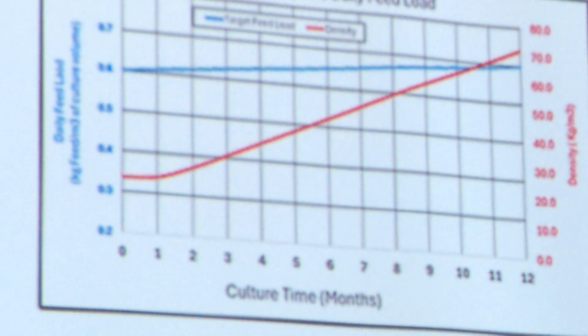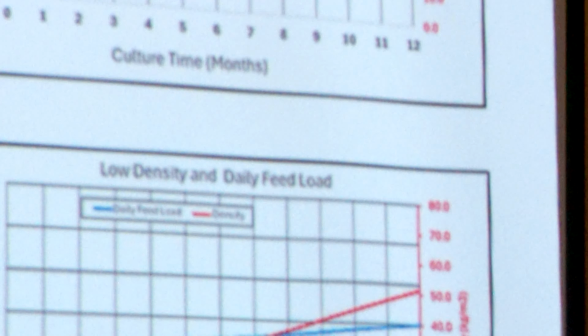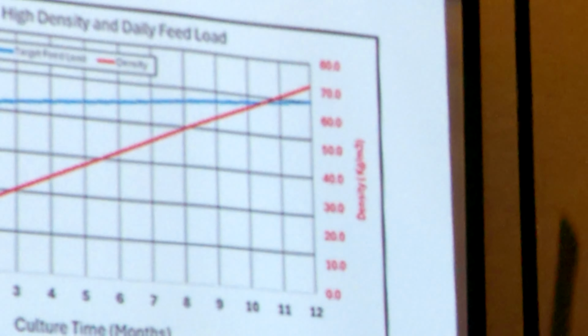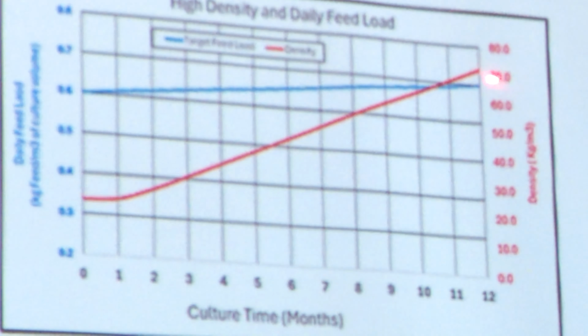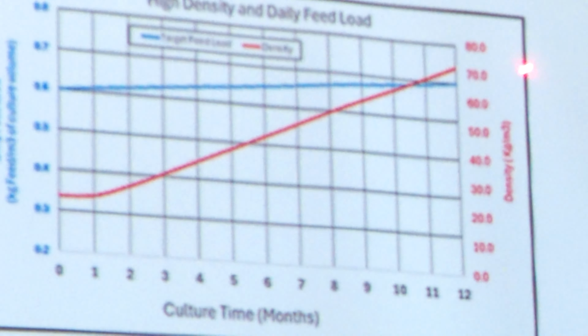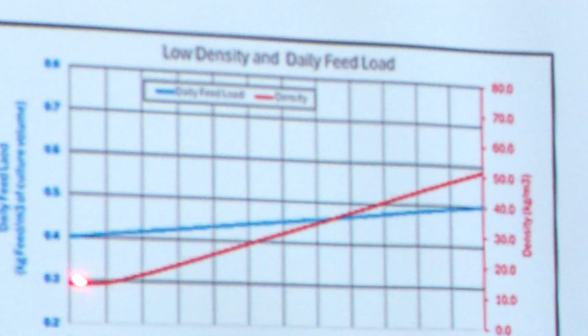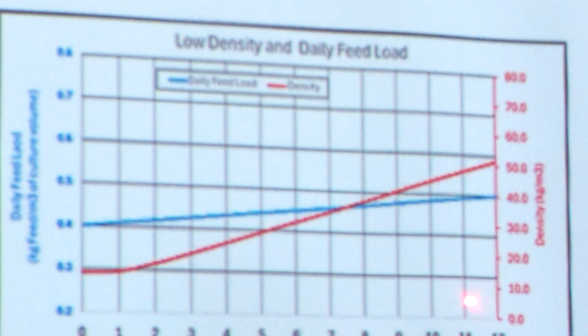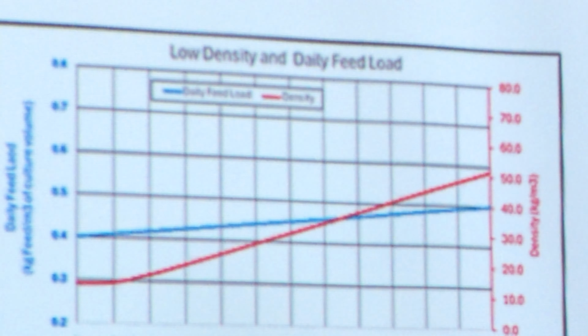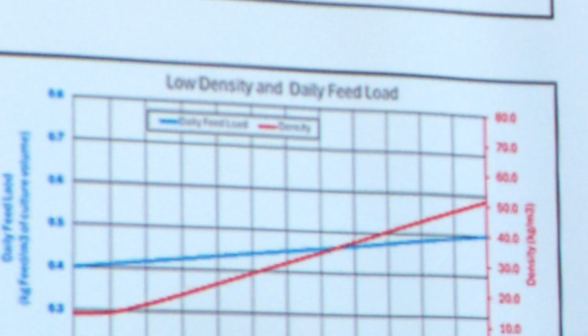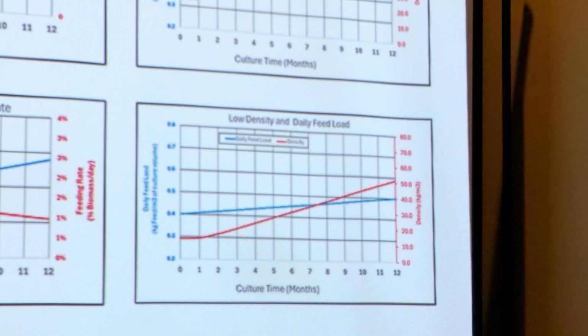at any given stage of that fish's life. And these two graphs, one has a high feed load, 0.6 to 0.7, which results in a density of around 20 up to 70 kilograms per cubic meter. And if you drop that feed load to 0.4 to 0.5, then you start at about 10 kilograms per cubic meter and go up to about 50 kilograms per cubic meter. So just to bring all that together for you guys.